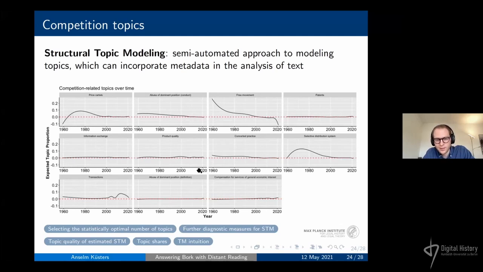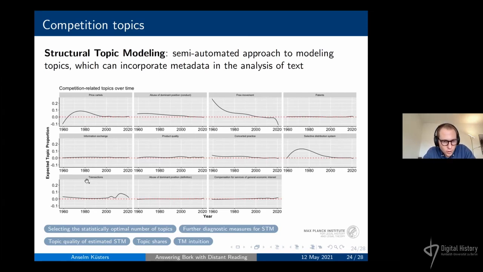And from an ordoliberal perspective, there are three topics here of particular interest. We see that price cartels, which are very important for ordoliberals, have been dealt with according to the topic modeling, especially in the early decades. We also see that in these early decades, there was an emphasis on free movement. Free movement relates to the basic economic freedoms of the treaty. So this is a separate legal area compared to competition law, but it seems to have played a role in these early cases. And this is also something that is very close to the ordoliberal school because they had a very comprehensive understanding of competition.